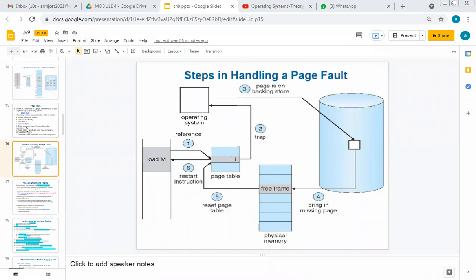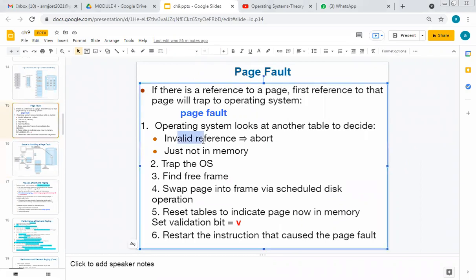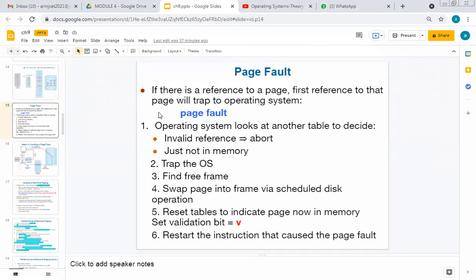So what happened here? First, the operating system will look for the table. If the request is not at all present, then abort. If the request is present, the request is possible to provide, so let's go for the steps. Valid and abort, possible with the swap method. Abort means not at all possible. Next, trap the OS. Trap the OS, that means inform the OS.